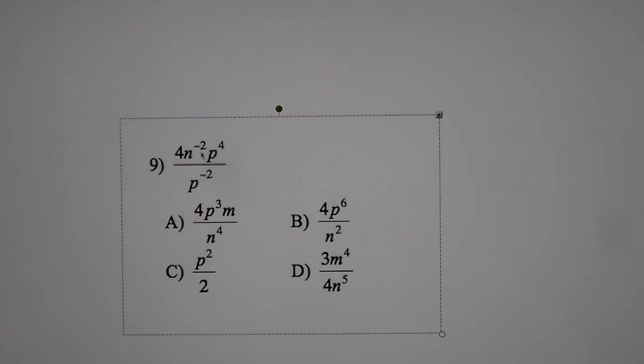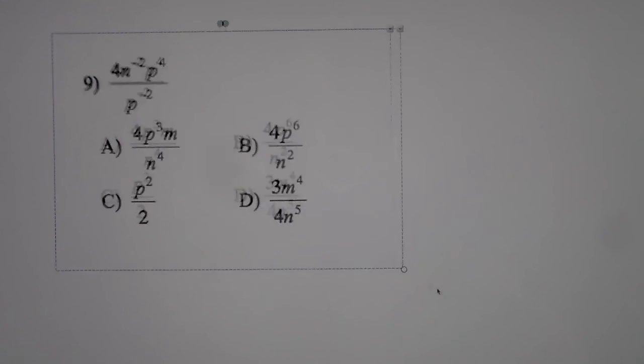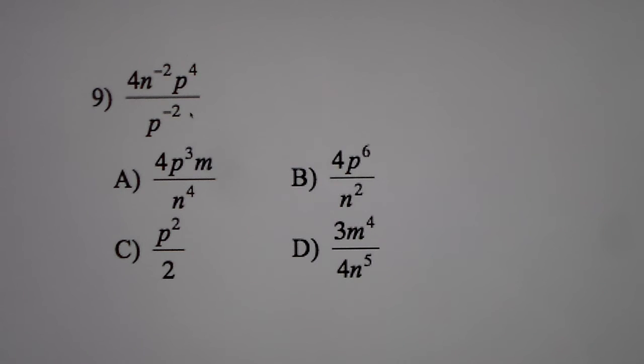Let's look at number 9. We have 4n to the power of negative 2 times p to the 4th, and then divided by p to the negative 2. So just like what we talked about in the previous lesson, we're going to get rid of those negatives first. Oh, I'm sorry, 4 divided by 1 is just 4. So I'll write that 4 in there. Now n to the negative 2, we have to get rid of that negative, so we're going to move that n from the top, the numerator, down to the bottom. That's how we get rid of the negative and the power.